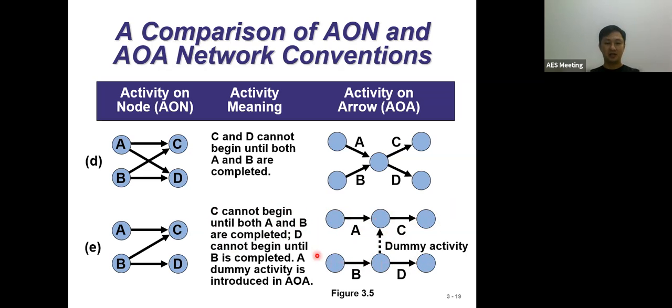Okay, so this is exactly what the activity on arrow is giving you the meaning of here. So we have AON, we have AOA also. These are the two things you have in mind.